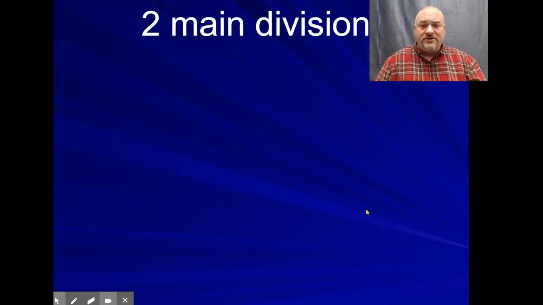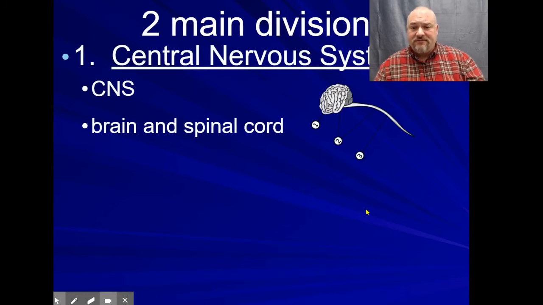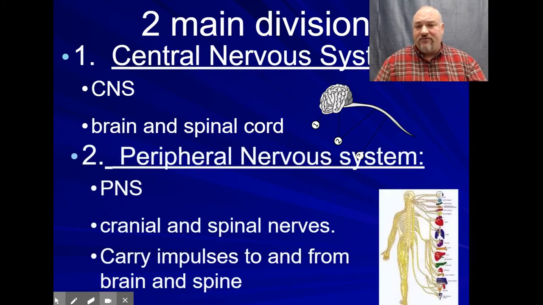There are two main divisions that we can separate into: the central nervous system, often abbreviated the CNS, which would be the brain and the spinal cord. Those are mainly integration centers, deciding what to do. And then you have the peripheral nervous system, so everything on the periphery, everything coming off of the central nervous system, nerves coming out of the brain and out of the spinal cord to your fingers and your toes and everywhere in between.